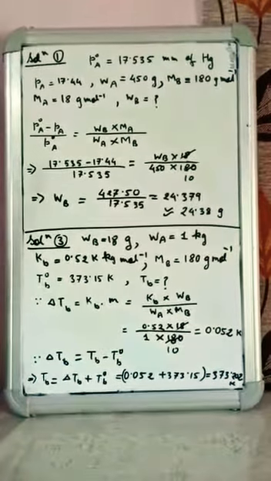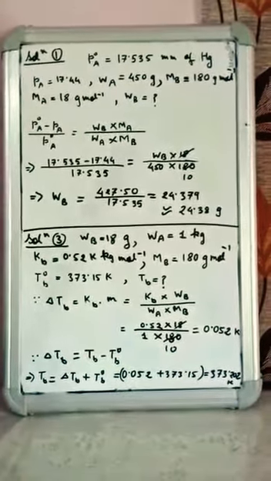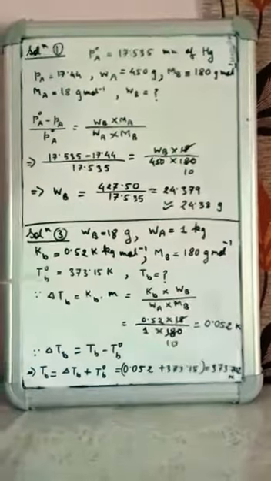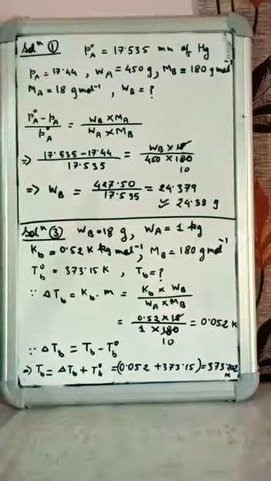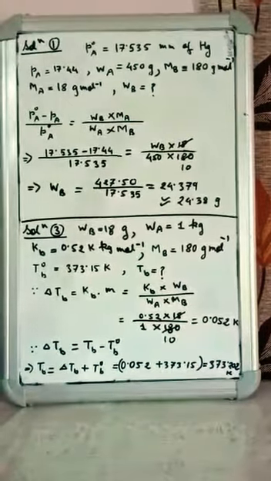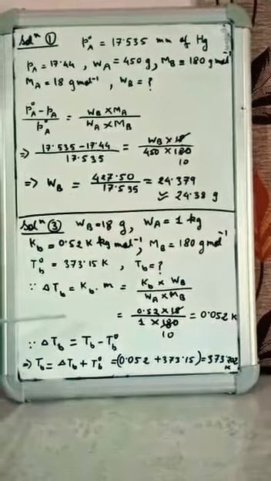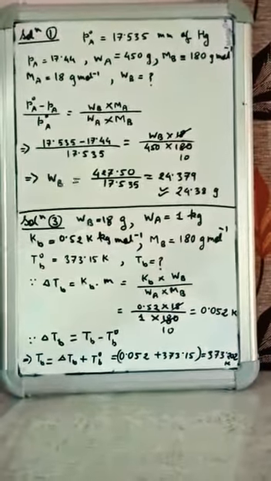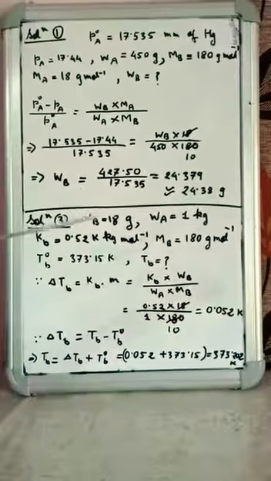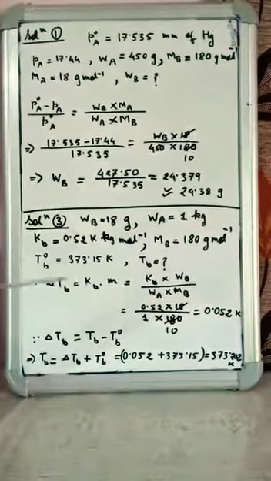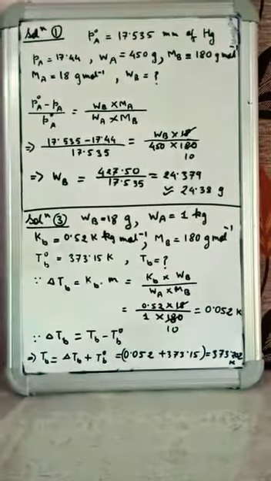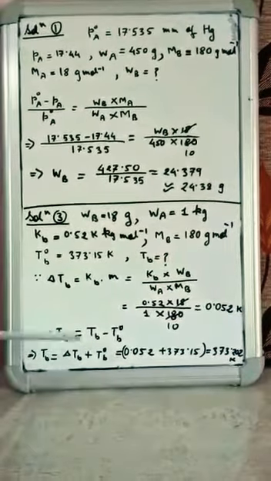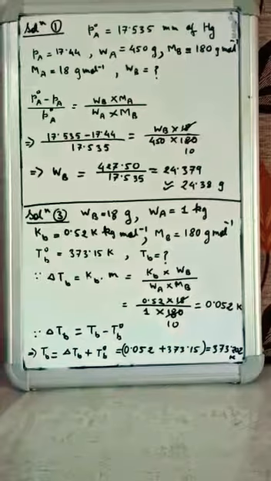373.15 Kelvin. Now in this sum, what you have to find out is Tb, that is the boiling point of the solution. So directly we will not find it out. First we will calculate the elevation in boiling point, that is delta Tb. Once we calculate delta Tb, we can easily find out the value of Tb, because delta Tb is equal to Tb minus T naught b. So T naught b is given, delta Tb we will calculate, and Tb we can easily calculate, isn't it?